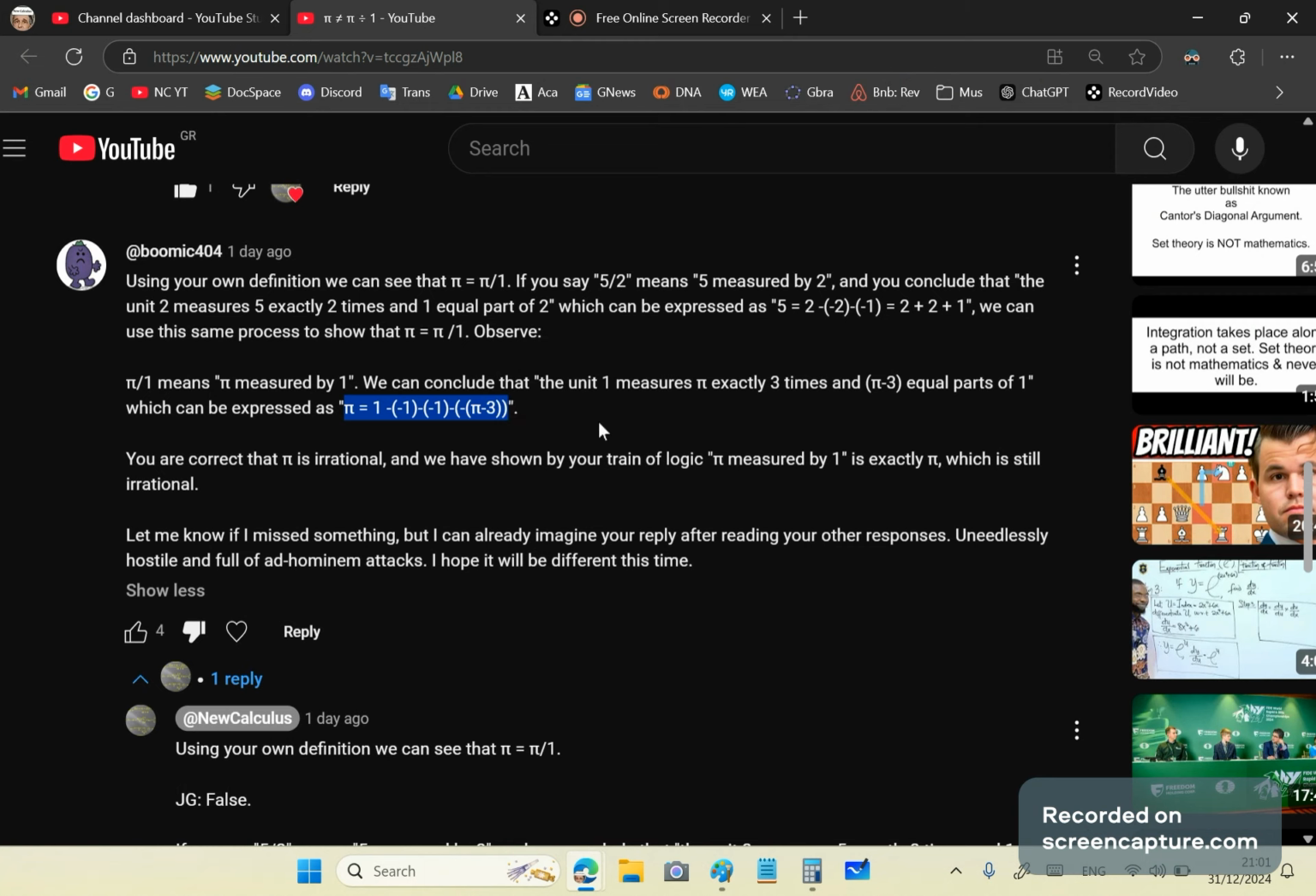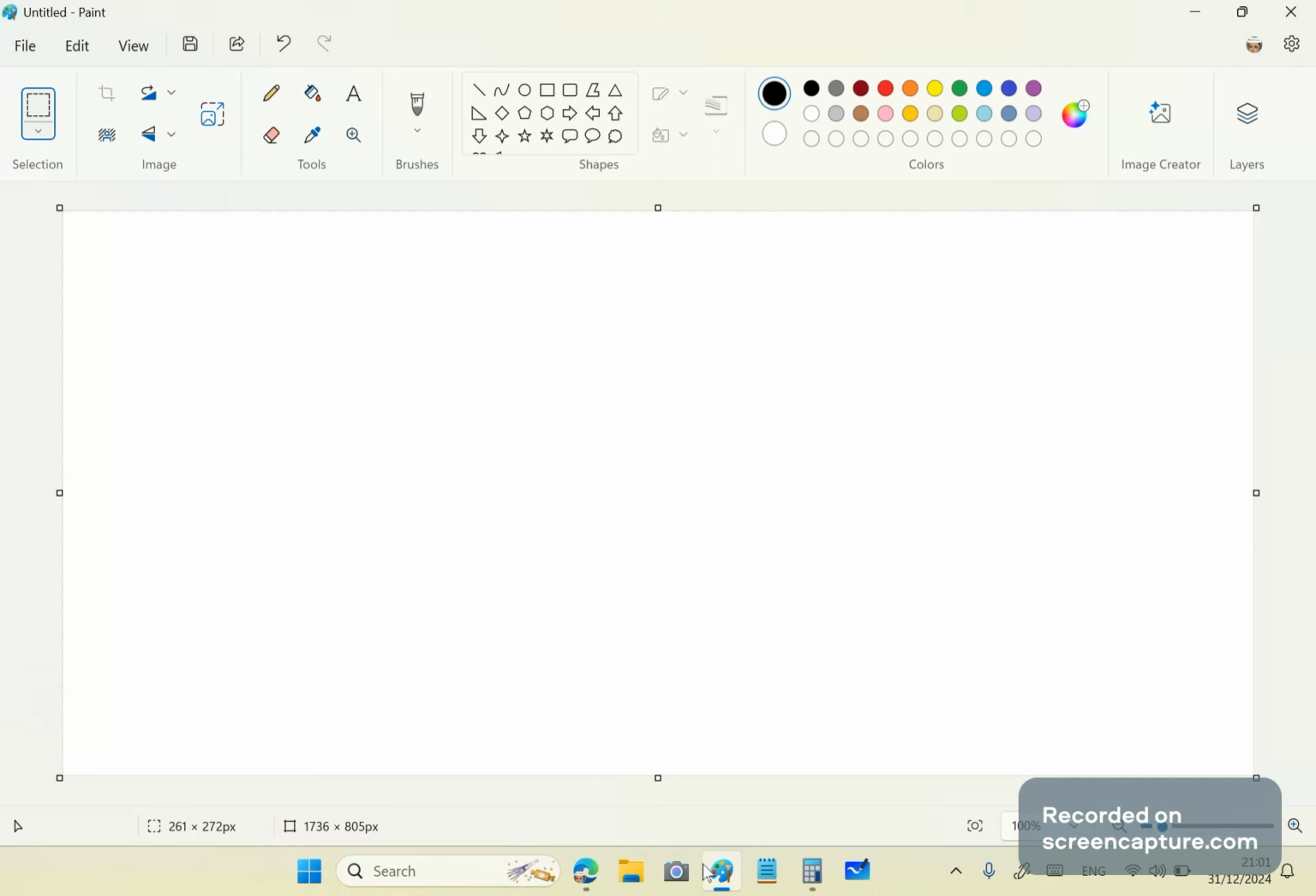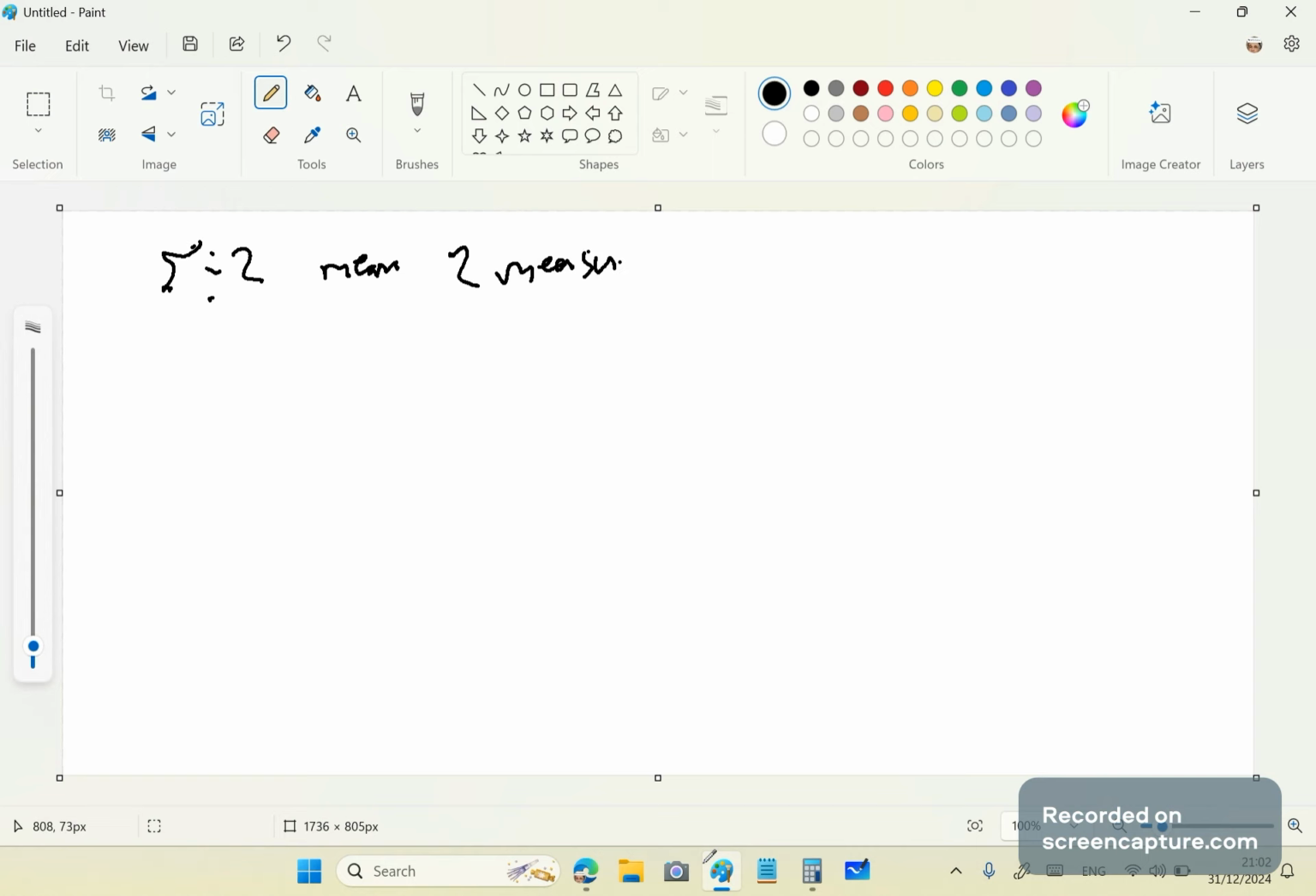Now, I just want to say one thing. In geometry, this would be true, okay, in geometry, but not in algebra, because in algebra, you need the unit and or equal parts of the unit. So let's see how this whole stuff all fits together, okay. Now, in my example, I said 5 divided by 2 means 2 measures 5 twice, right? And 1 of 2 equal parts, okay?